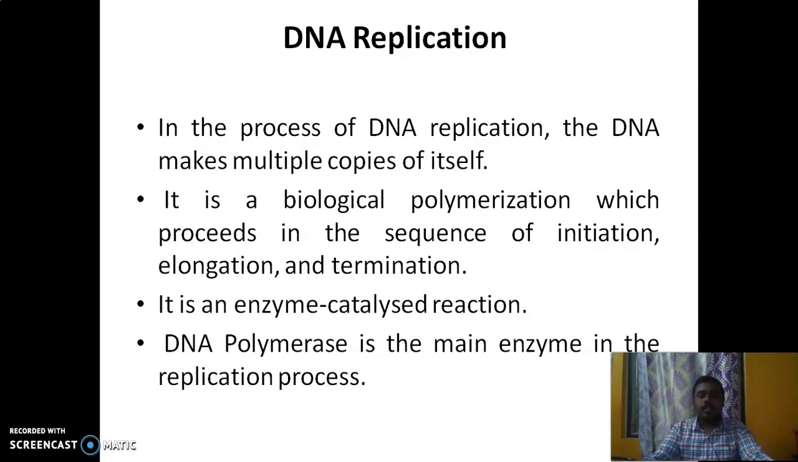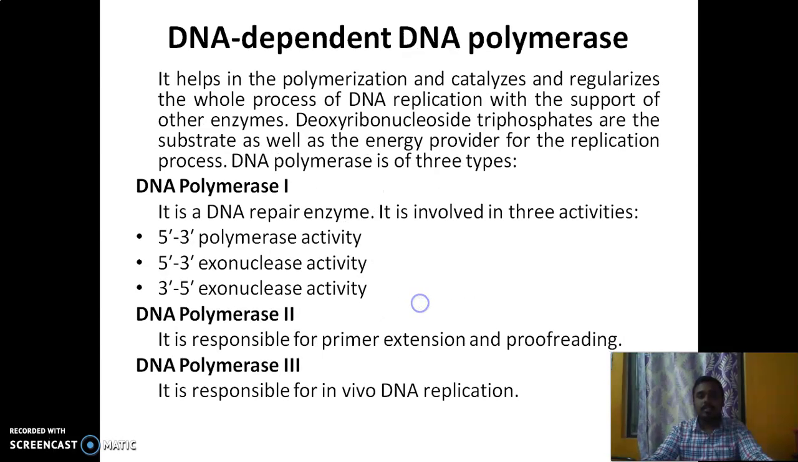enzyme. The DNA polymerase is the main enzyme in this replication process along with other such enzymes. First, we will see what is this DNA polymerase. The enzyme involved in the replication is called DNA dependent DNA polymerase. The main purpose of this enzyme is to catalyze and regularize the whole process of DNA replication with the support of other enzymes.